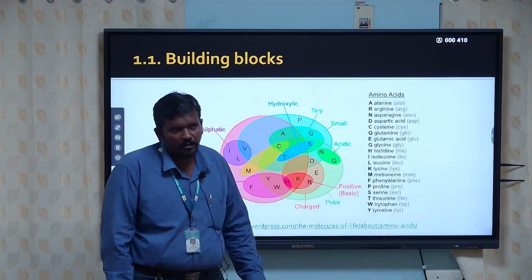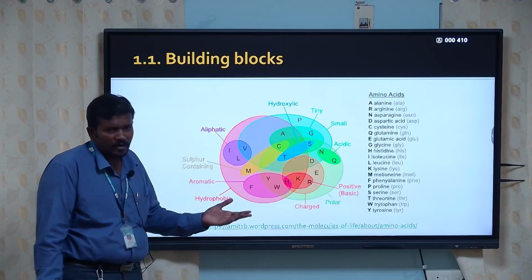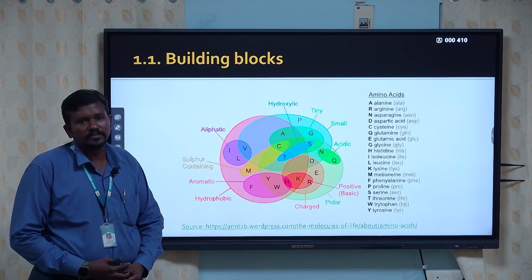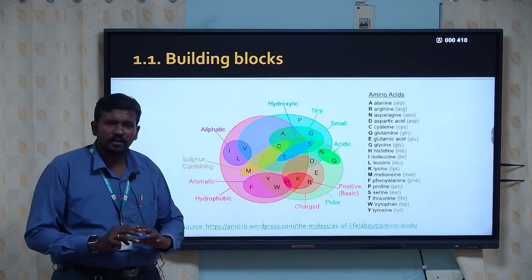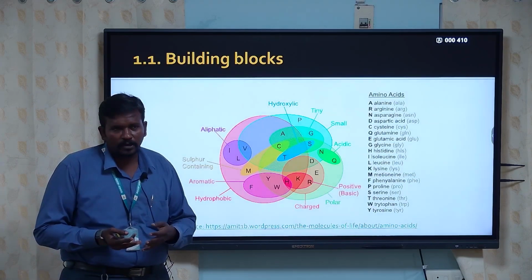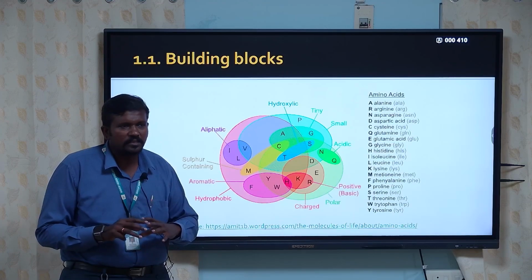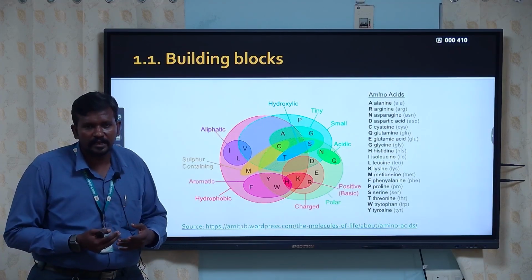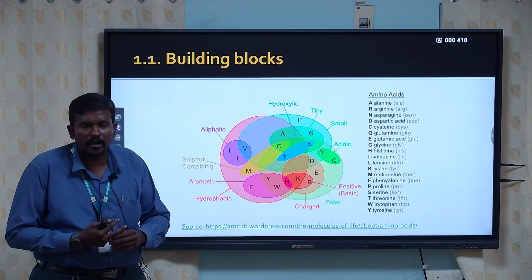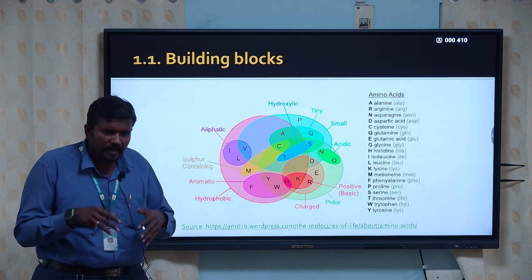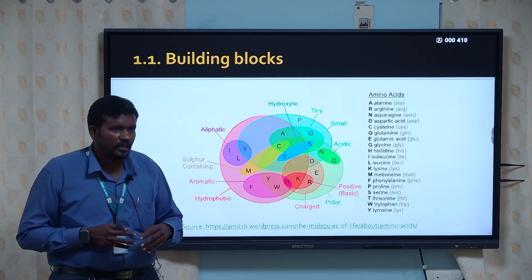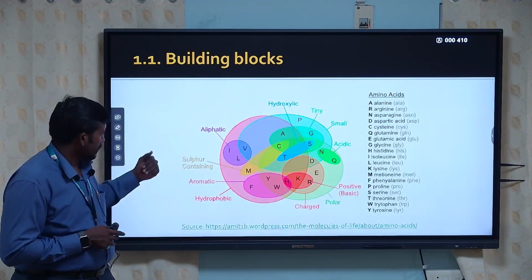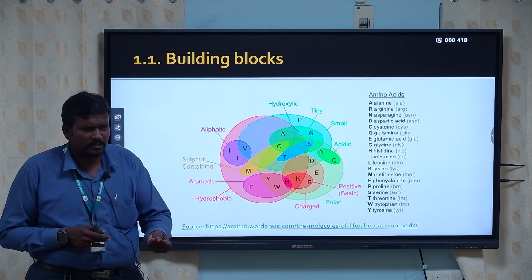What are polar amino acids? Polar amino acids are water-loving or hydrophilic amino acids. Those amino acids are always present on the surface of the protein. Non-polar amino acids are water-hating, that means they are lipophilic or hydrophobic amino acids. So they get buried inside the protein structure, and they won't be available on the surface of the protein. These are some of the properties.